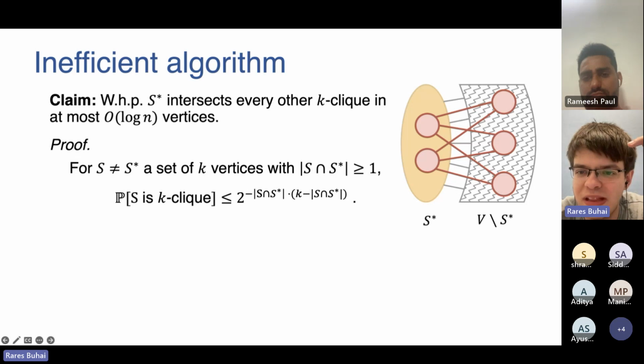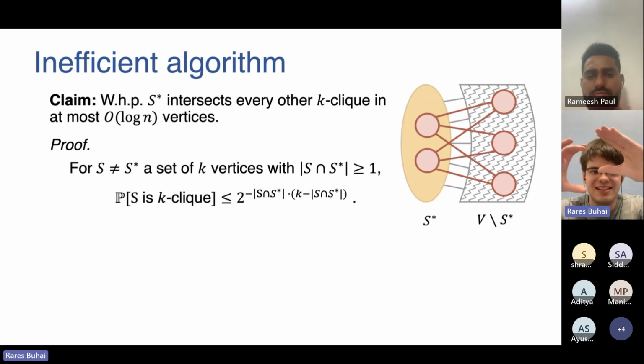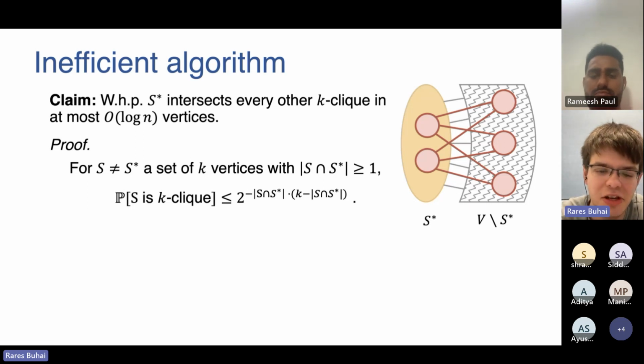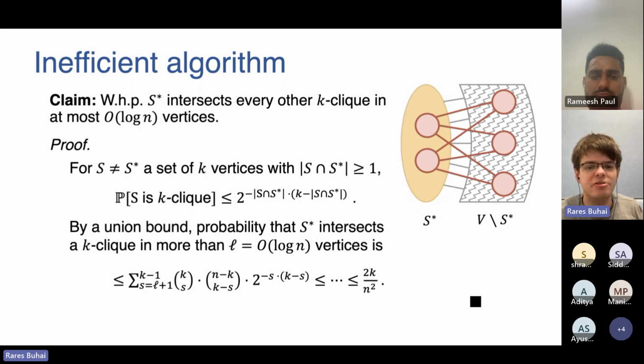Because this is how many edges go between the left-hand side and the right-hand side. So for a specific set S, if we want to know the probability that it's a clique, it's this. So now how do we get the general result? Well, by a union bound.